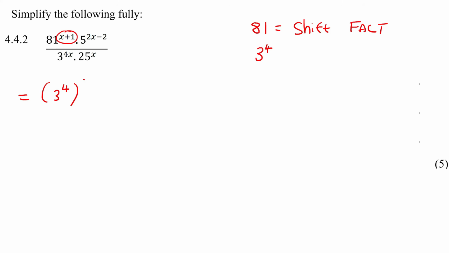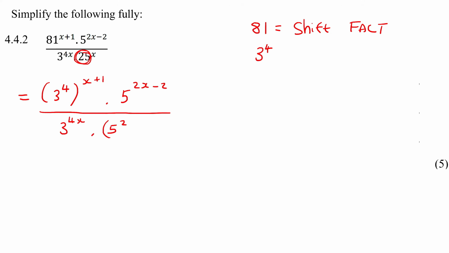I'm not going to do anything with the x plus 1. 5, if you do that, it actually already is broken down. You cannot break 5 down. It's already a prime number. The 3 is also a prime number, so I can't do anything there. If you do this number on your calculator, it'll give you 5 to the power of 2.